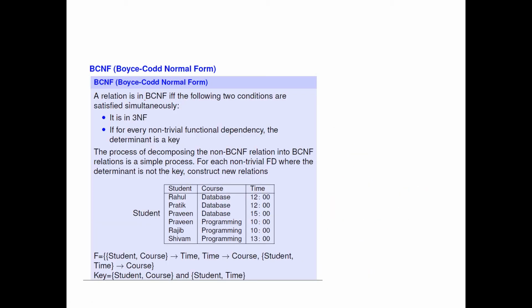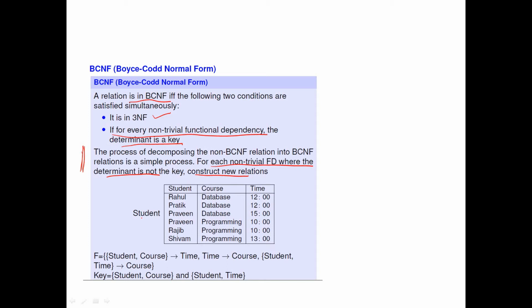A relation is said to be in BCNF if it is in 3NF, and for every non-trivial functional dependency the determinant is the key. For every non-trivial functional dependency, the determinant, or the LHS of the functional dependency, should be the key. The process of decomposition from non-BCNF to BCNF is similar: for the problematic functional dependencies, that is, the non-trivial functional dependency where the determinant is not the key, I have to construct a new table.